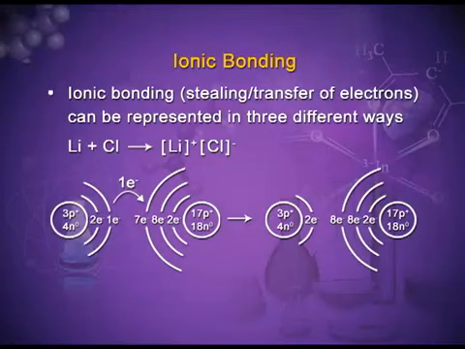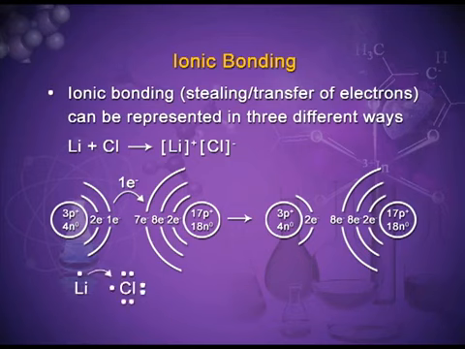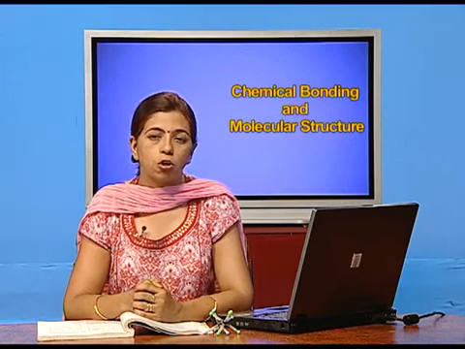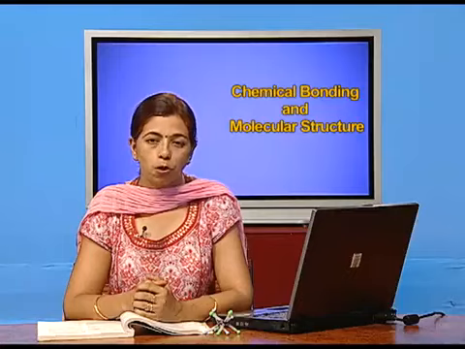After the octet, the duplet state is stable. So, lithium completes its duplet because it cannot complete its octet. Now, let us see the electron dot structure of lithium chloride. Lithium has 1 electron in the valence shell which is transferred to the chlorine atom. Chlorine has 7 electrons, the 7 dots you can very well see. Now, you can understand how we can represent the electron dot structure and the ionic bond.